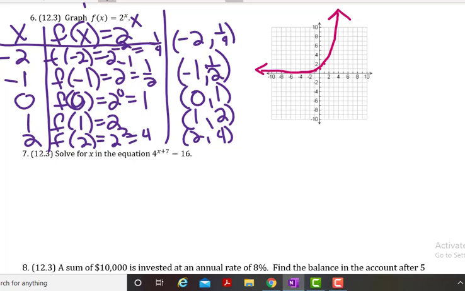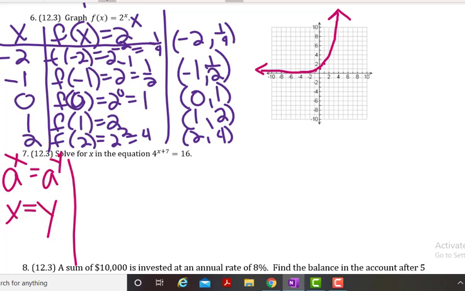Number 7, solve for x in the equation 4 to the power of x plus 7 is equal to 16. So we have the property I'm going to remind you of. If a to the x equals a to the y, then x is equal to y. So this property just means if we get the same base, then the exponents have to equal.